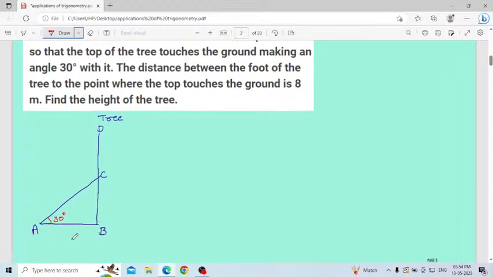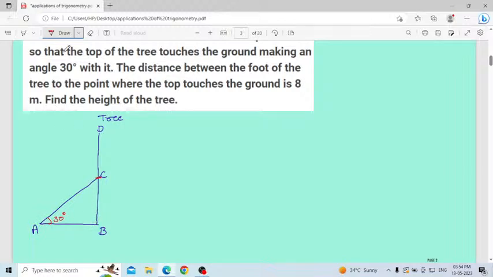Consider this is the tree, BD is the tree. Due to the thunderstorm, this tree will break at AC. At the point C, the tree will break, and also it will bend and touch the ground.